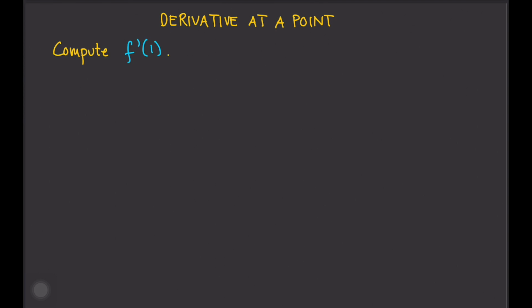And by the way, f prime is one of the notations for derivative. There are other notations, namely d over dx, dy over dx, y prime, and we also have some other notations. So just make sure you read the materials. Our given function is f of x equals 3x minus 1.